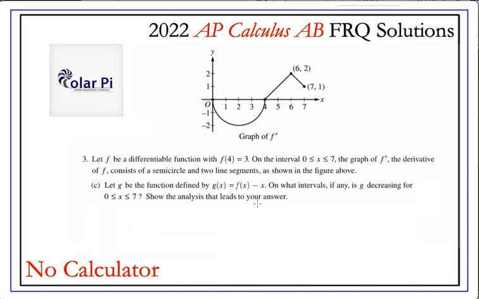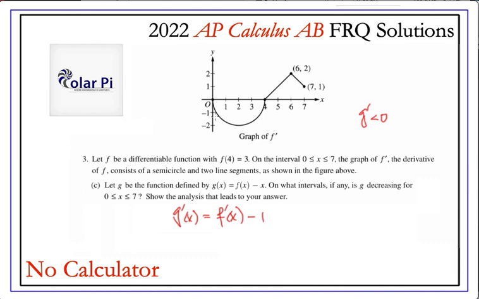Interval, right? Okay, so the analysis. We want to know where g prime is less than 0, right? That's what g decreasing amounts to: g prime is less than 0. So we need to figure out what g prime is. g prime of x is going to have to equal f prime of x minus 1, right?